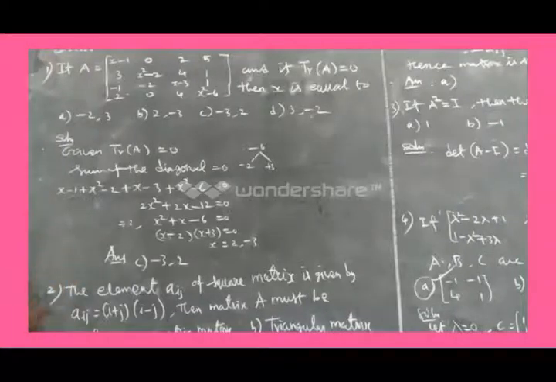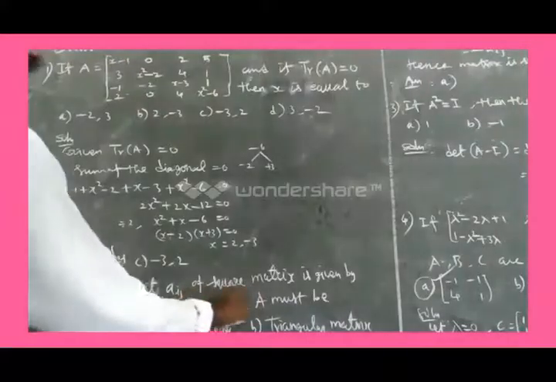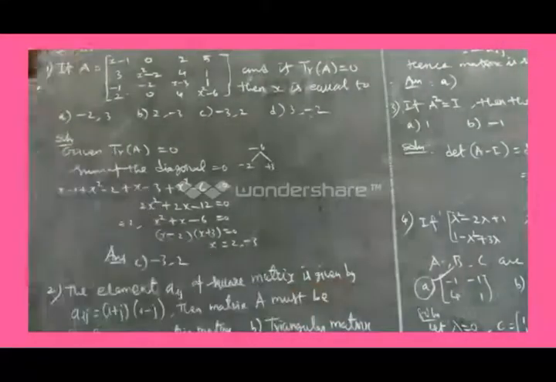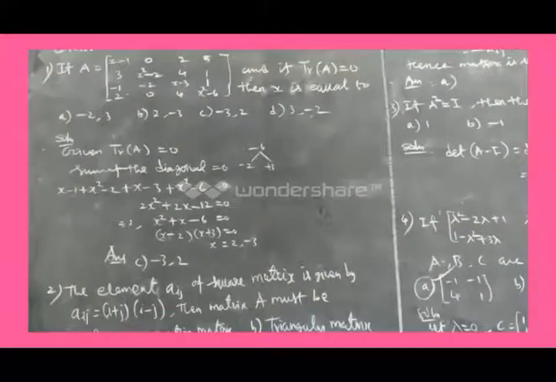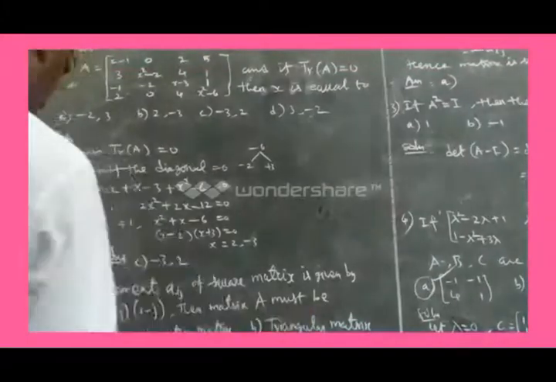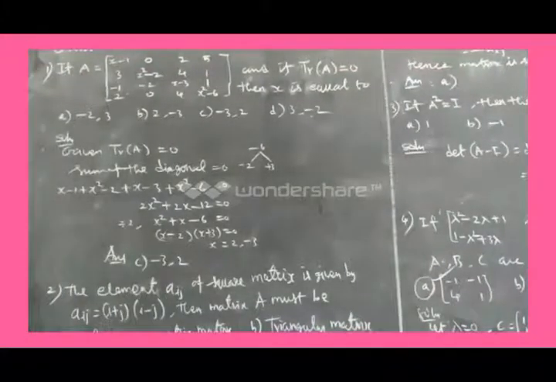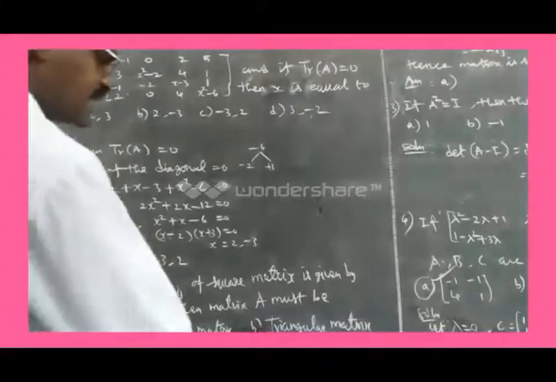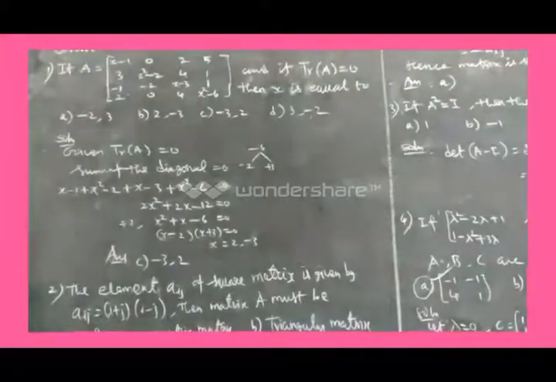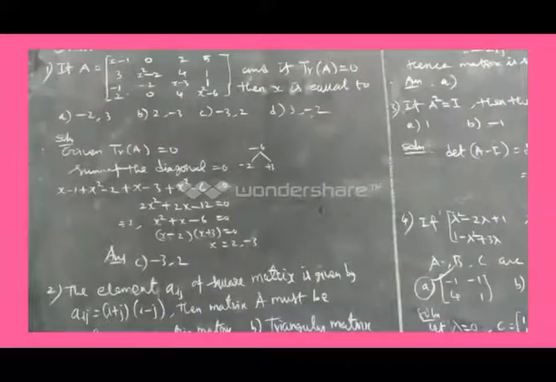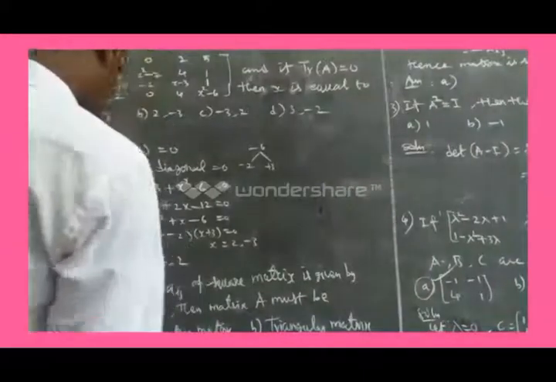So, going to second question. The elements Aij of a square matrix is given by Aij equal to (i plus j) into (i minus j). Then matrix A must be: first one A, skew matrix. Second, triangular matrix. Third, symmetric matrix. Fourth, null matrix.